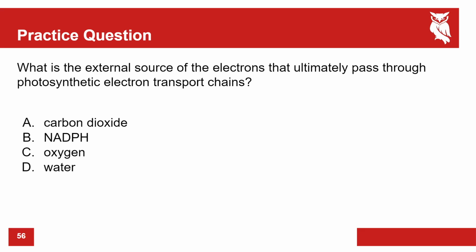What is the external source of electrons that ultimately pass through the photosynthetic electron transport chain? Is it A, B, C, or D? Don't say it. Think about it. The ultimate source, like where do those electrons come from? Oh, I know. I really don't remember.